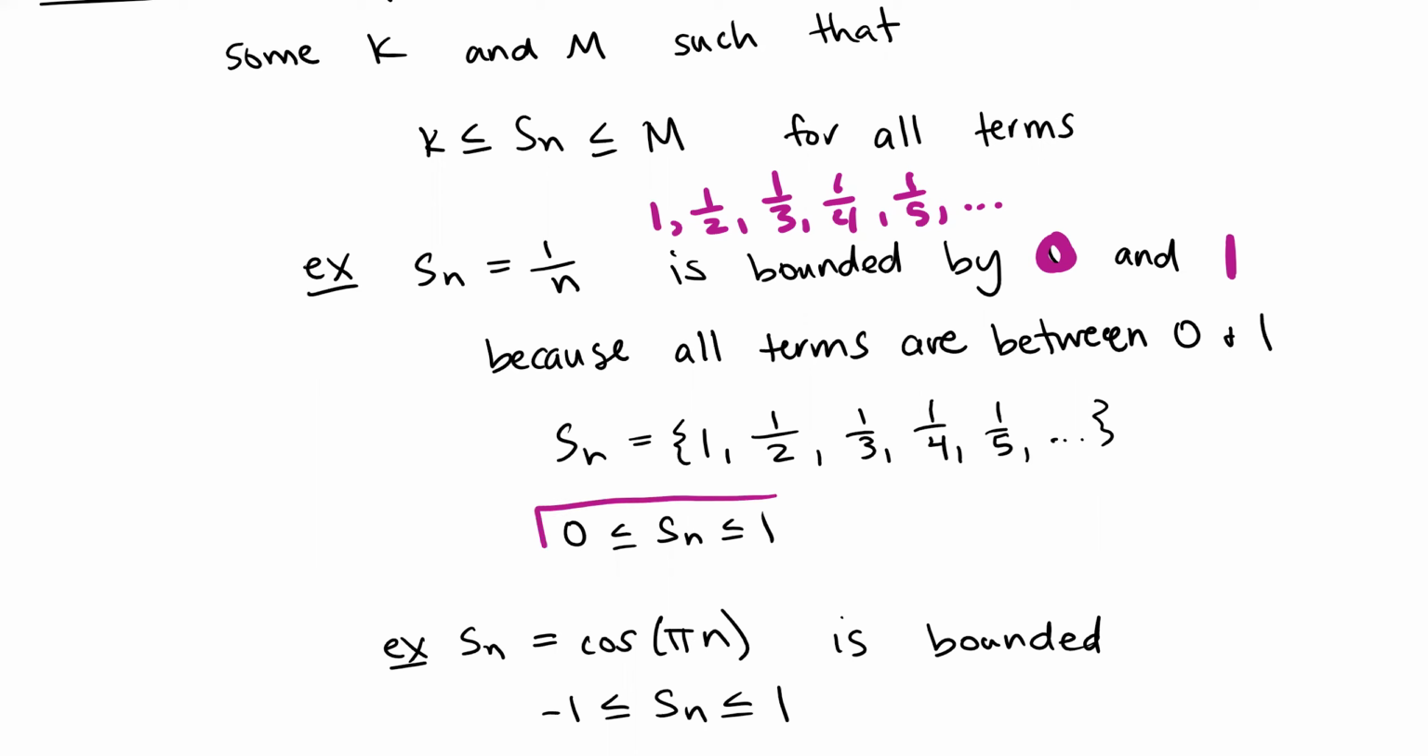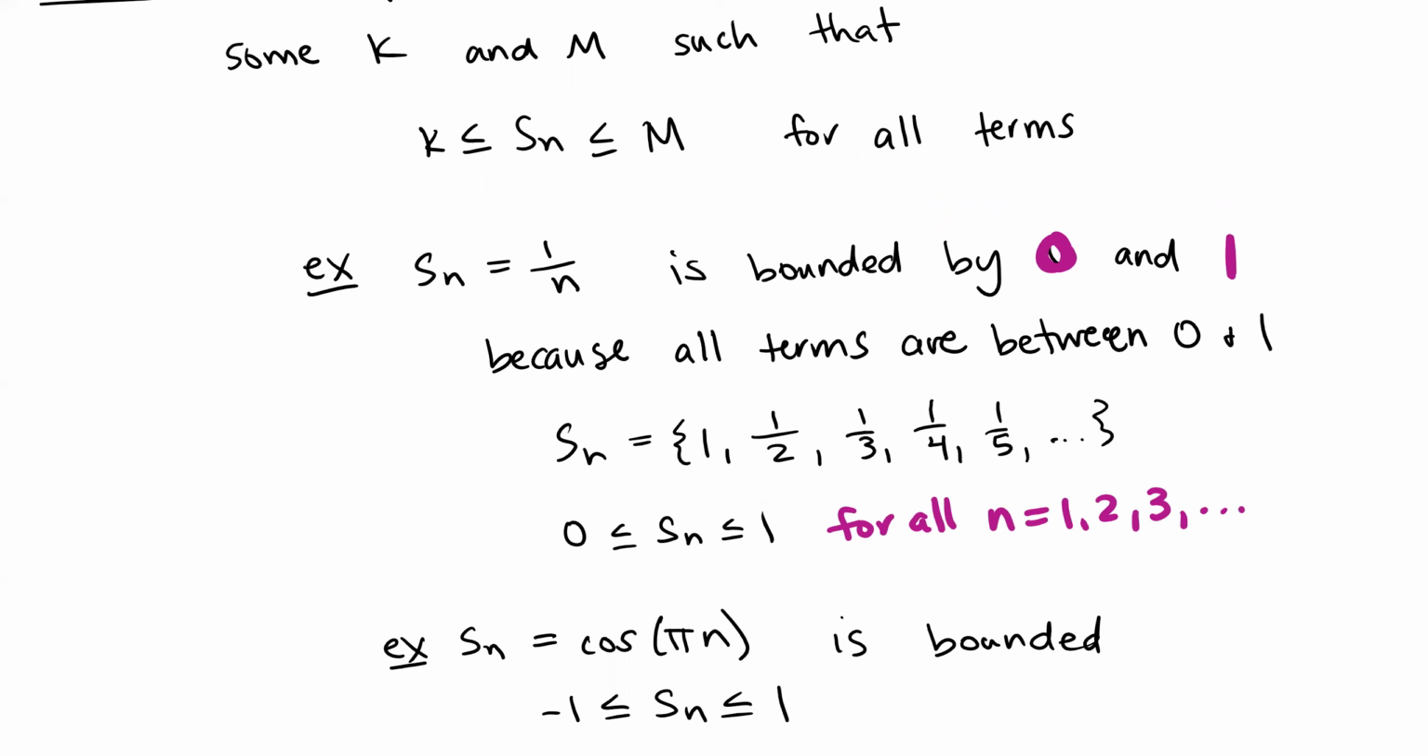So we can write this like this. We can say that Sn is bounded between 0 and 1. Or in other words, 0 is less than or equal to Sn is less than or equal to 1 for all n equals 1, 2, 3, and so on. Okay, so Sn equals 1 over n. That is bounded. Let's look at another example.